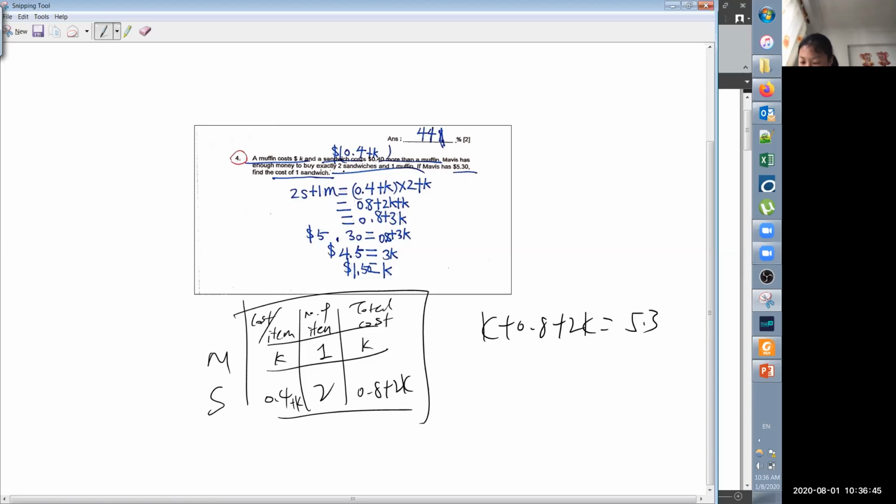It says buy exactly 2 sandwiches and 1 muffin. So that means this can help you buy this. So now you are done. So what you do? 3K is equal to 5.3 minus 0.8.